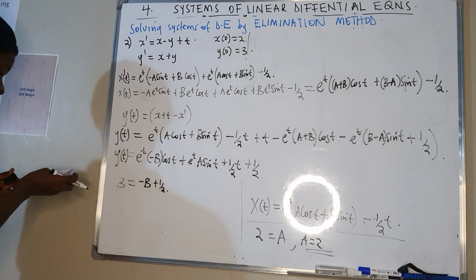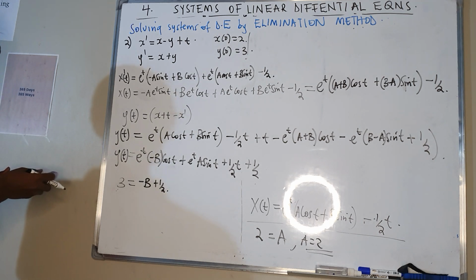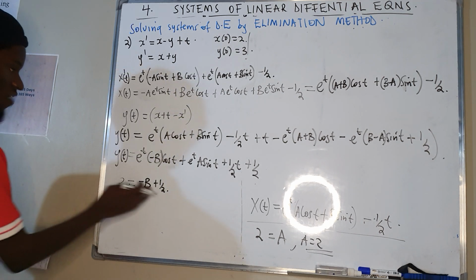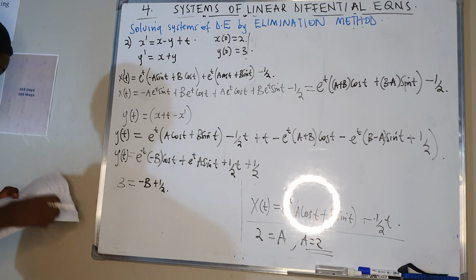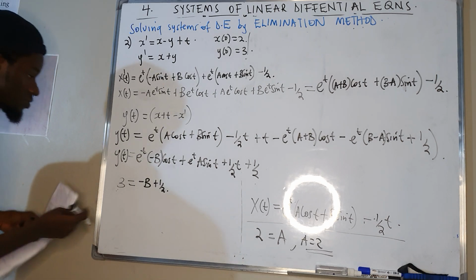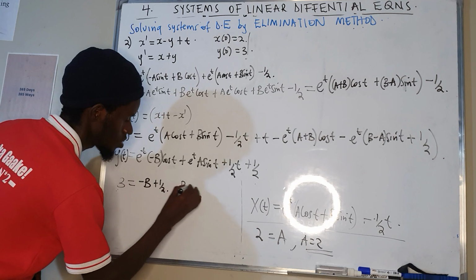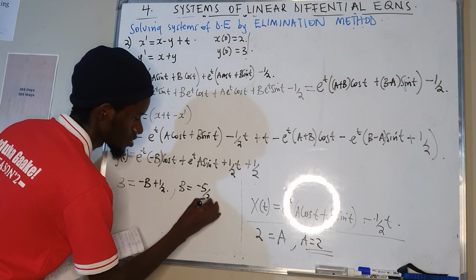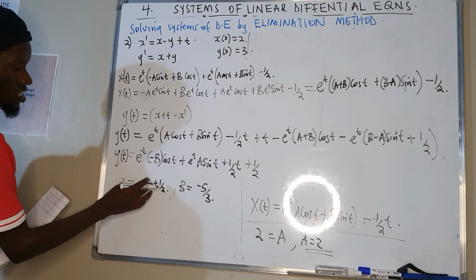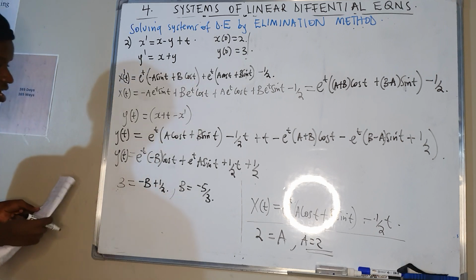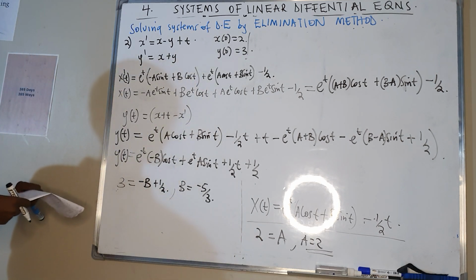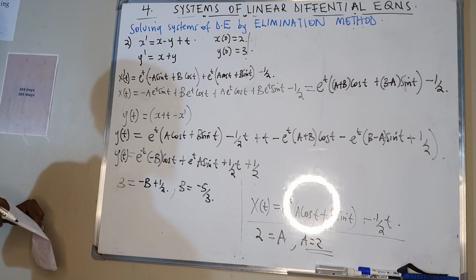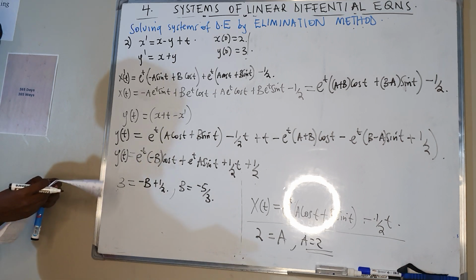And what is my b? If I bring this a half to this side, my b is going to be equal to negative 5 over 3. Therefore, my b from calculation is going to be negative 5 over 3. By just putting this b on this side and this on the other side, I want to have negative 5 over 3 as my b. And therefore, I will be able to rewrite my x at t and my y at t with ease.